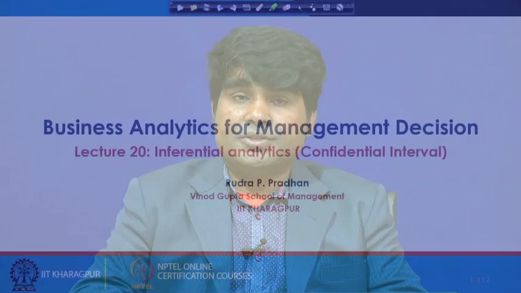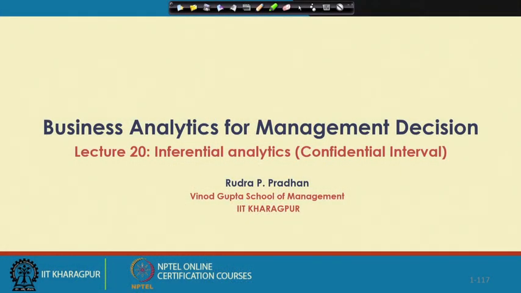Today we will again continue the content called inferential analytics, and in the last couple of lectures we have discussed the concept of inferential analytics. So, here the idea is two types. We have to comment on the population with respect to sample information, and then in the second instance, with the help of sample information, we have to create a confidence interval for the population parameters.